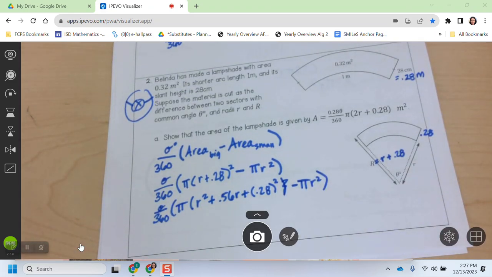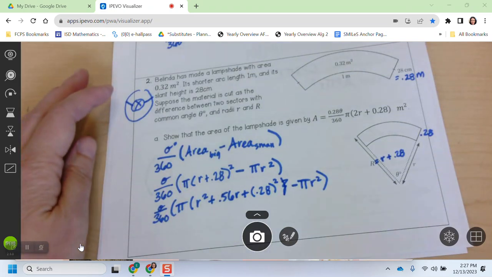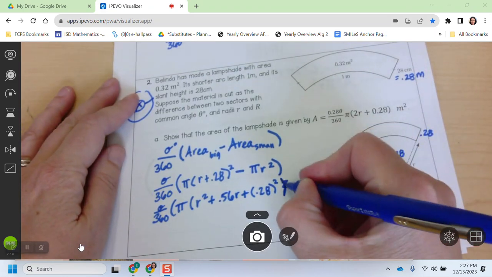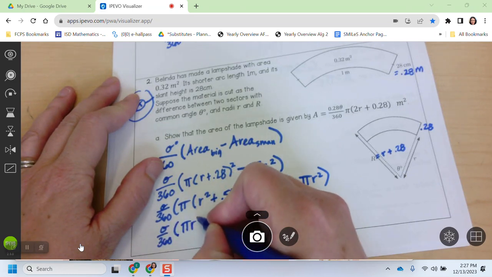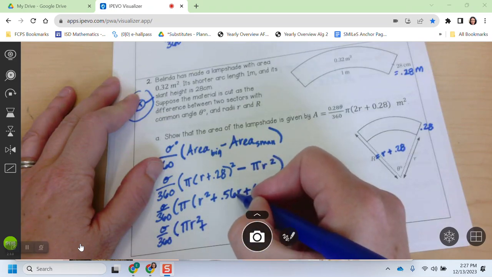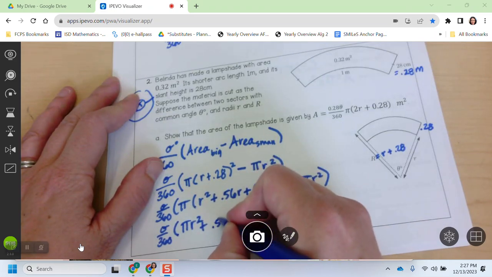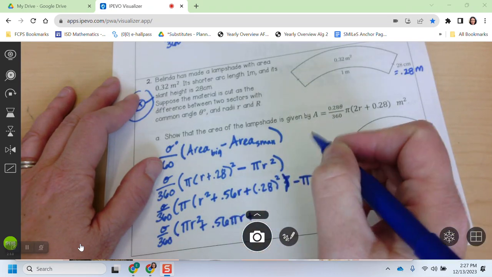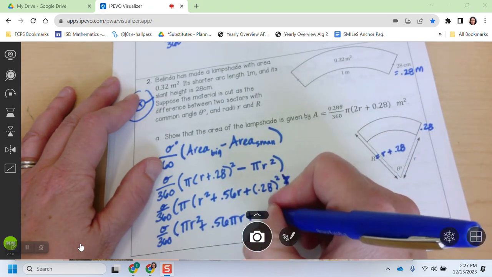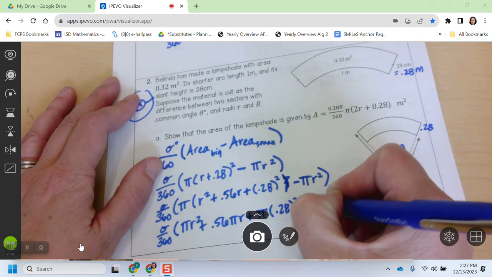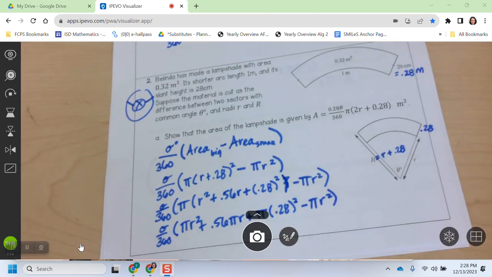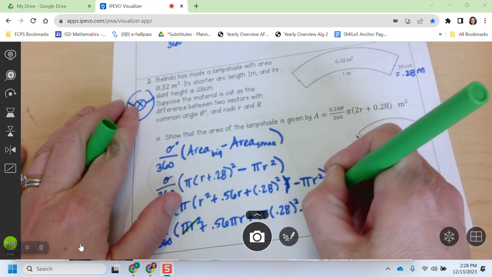Okay, and what I'm going to do next is distribute the pi, because it's going to give me a pi r squared, which will cancel with my negative pi r squared. And actually, this was here, wasn't it? So keep my theta over 360. Pi r squared plus 0.56 pi r plus pi times 0.28 squared, and then minus pi r squared. And the reason I had that all written out is so that I can cancel out my pi r squareds, which simplifies things just a little bit. Like that.